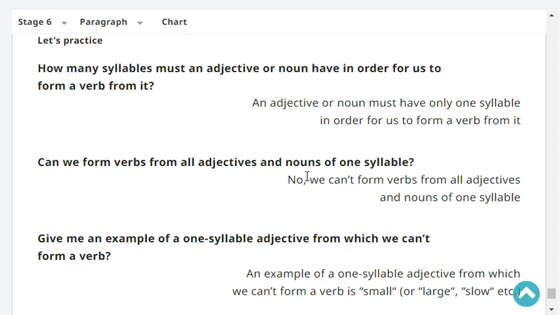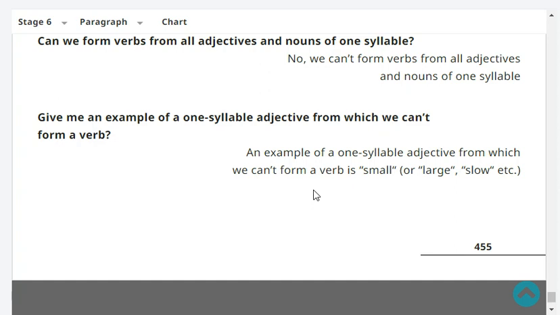Regard, can we form verbs from all adjectives and nouns of one syllable? No, we can't form verbs from all adjectives and nouns of one syllable. Give me an example of a one syllable adjective from which we can't form a verb.